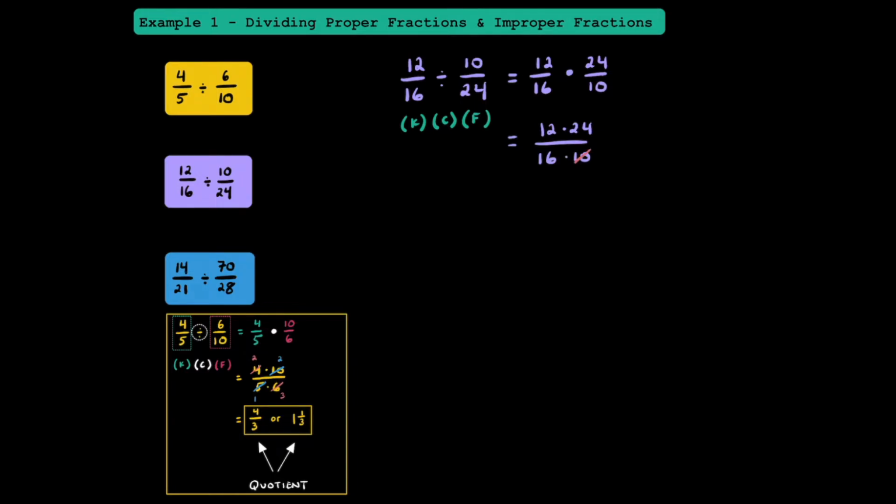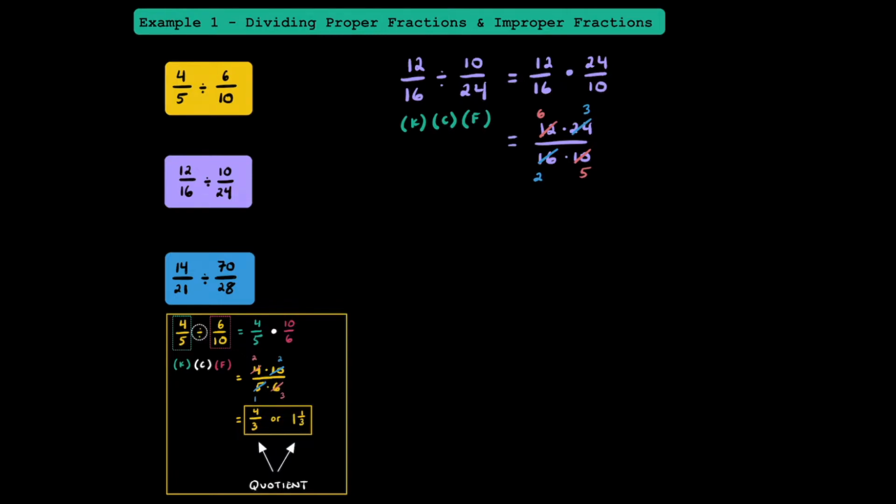The GCF for 10 and 12 is going to be 2, 12 divided by 2 is going to be 6, and 10 divided by 2 is going to be 5. The GCF for 16 and 24 is going to be 8, 16 divided by 8 is going to be 2, and 24 divided by 8 is going to be 3.